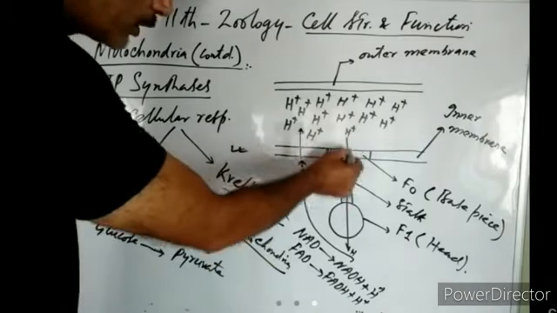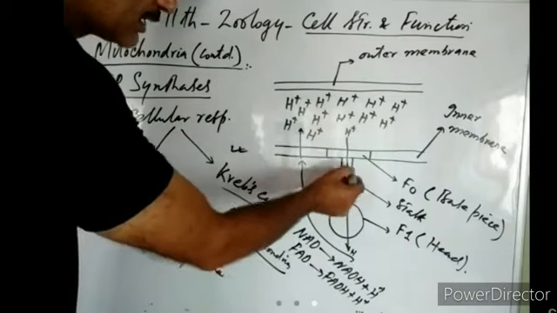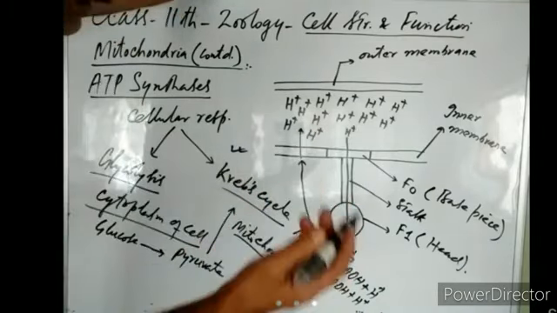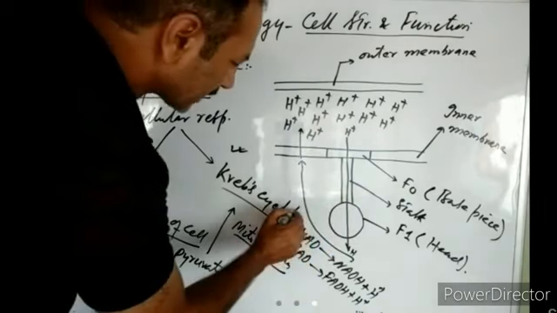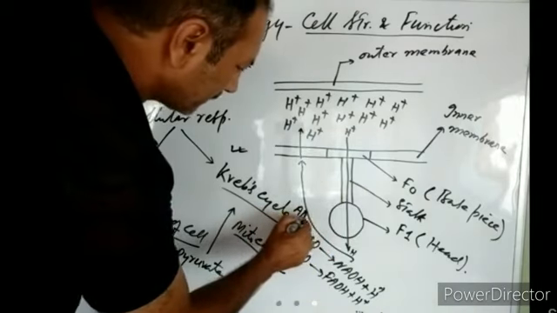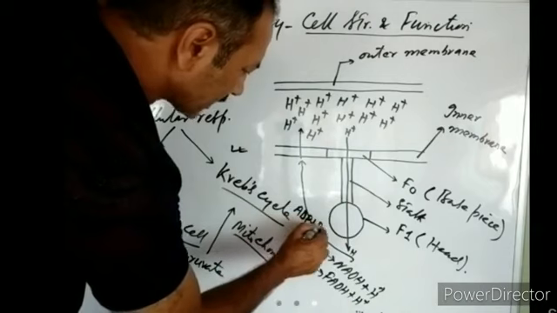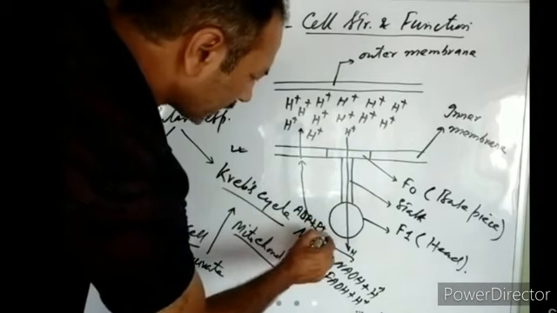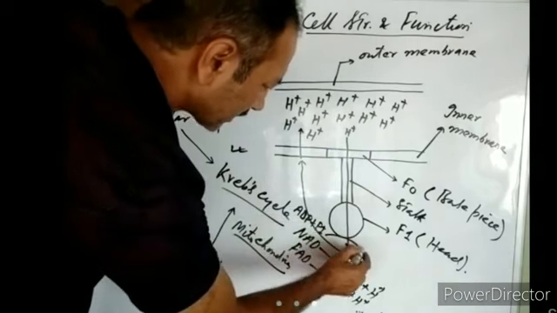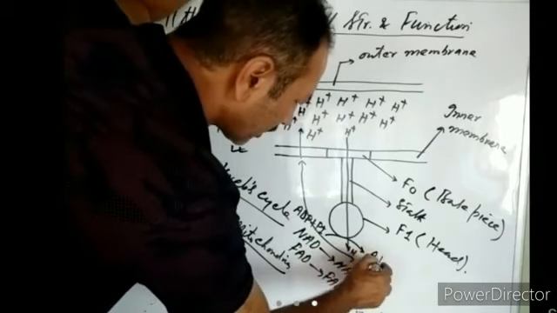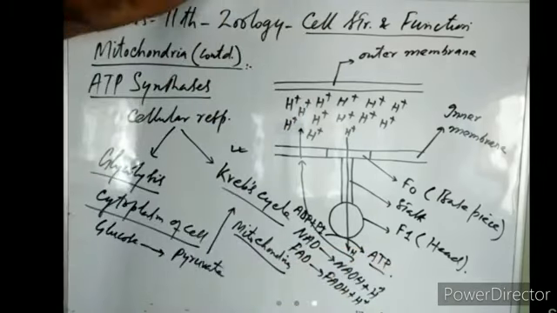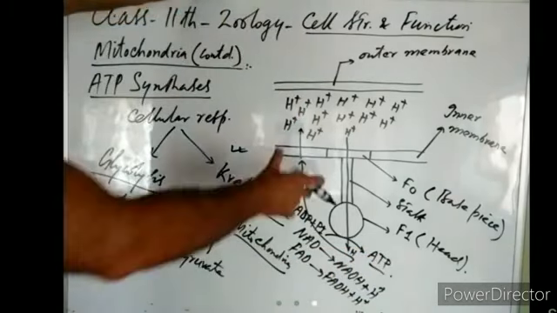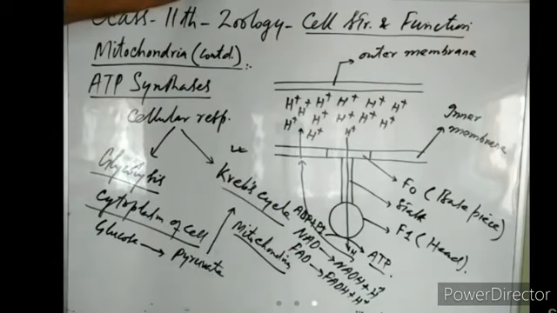While they are flowing back into the inner chamber, they release energy. And that energy is utilized in the conversion of ADP plus inorganic phosphate. ADP and inorganic phosphate are combined and ATPs are formed. So these electron transport particles or elementary particles are involved in the synthesis of ATP.